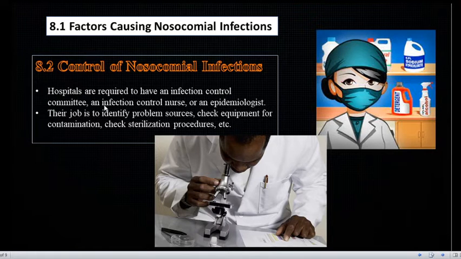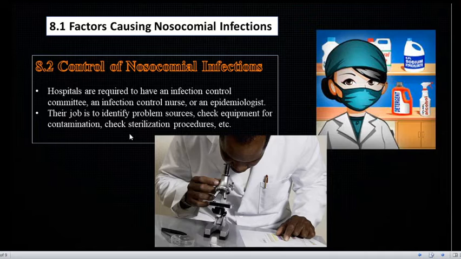So, ano ba yung ginagawa nila? Their job is to identify the problem source or the problem sources, check the equipments for contamination, and check sterilization procedure. So, mas ano natin siya. Please take note. Okay, these are the roles of your infection control committee, nurse, and epidemiologist.